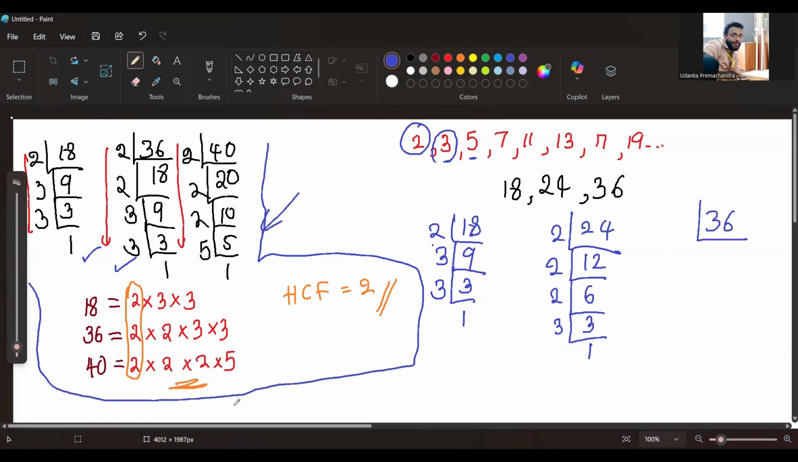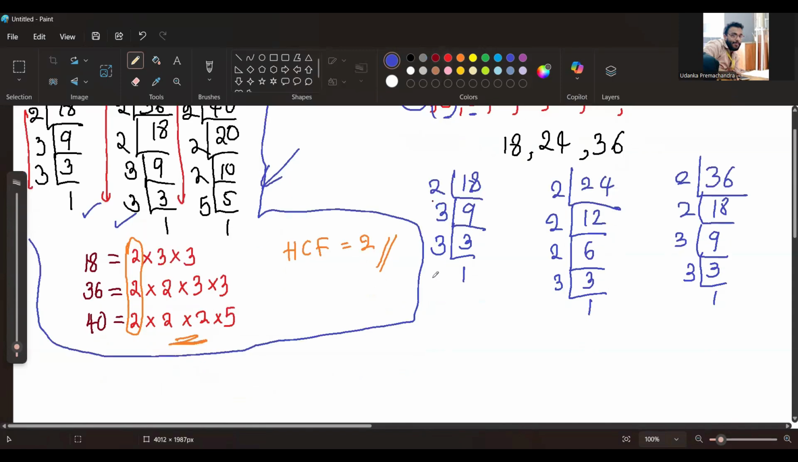Here, divide by 2, 18. 18 can be divided by 2, 9. 9 can be divided by 3, 3. 3 can be divided by... yes. These are the steps. Normally, we have following up. Now, you can write them.